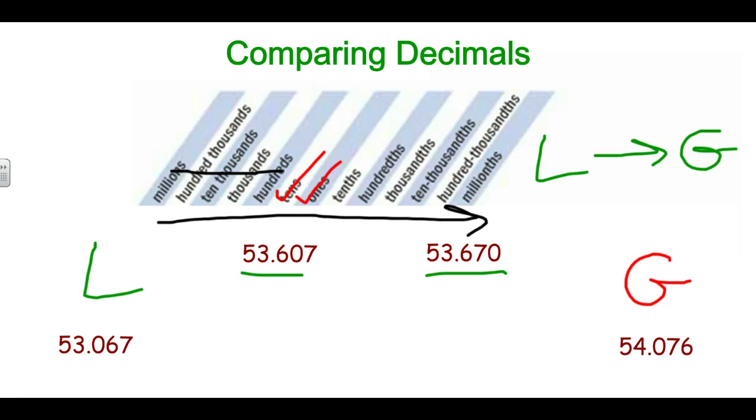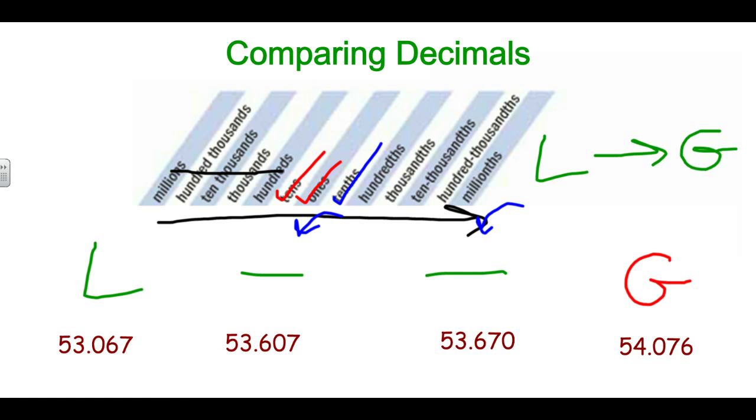And now we look at the hundredths place. The hundredths place is a 7 and a 0. A 7 is greater than 0, so this number is actually larger than that number. So in this case, it turns out to be in the order that we had it before.